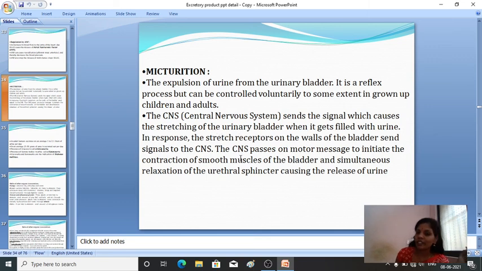So in return, what does this central nervous system do? It passes the motor message to initiate the contraction of the smooth muscles of the bladder, and simultaneously the relaxation of the urethral sphincter causes the release of the urine.